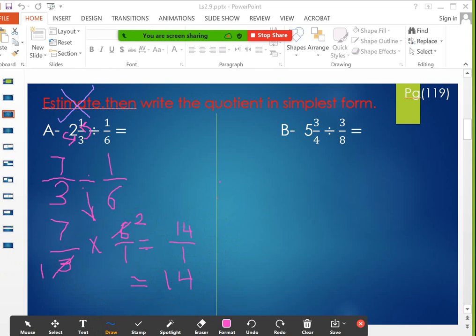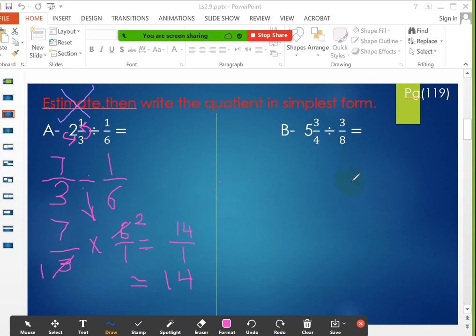Okay, I think this way is easier than the model, right? I want you to tell me which method you prefer. Do you prefer the model or the algebraic method? Okay, let's do exercise B. 5 and 3 over 4 divided by 3 over 8.